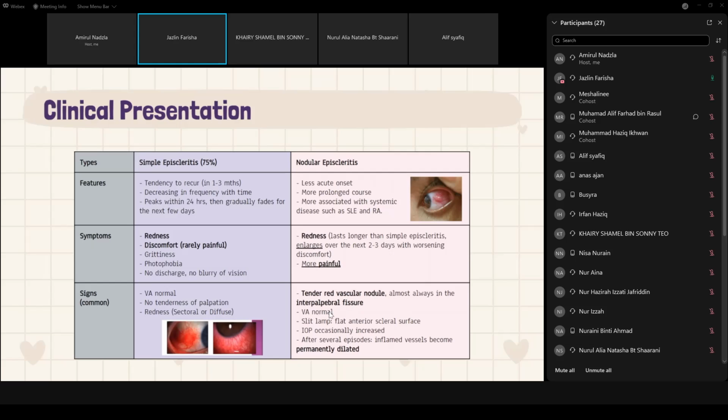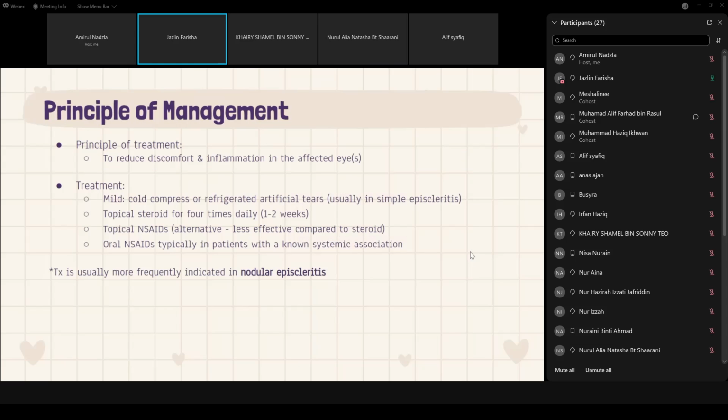The visual acuity will be normal, and during the slit lamp examination, there will be a flat anterior scleral surface seen. This is just to differentiate between episcleritis and scleritis, in which in scleritis there will be a nodular surface during the slit lamp examination. And then the intraocular pressure occasionally will be increased, and after several episodes, the inflamed vessels will be permanently dilated. So for the principle of management of episcleritis, we need to reduce the discomfort and the inflammation in the affected eyes.